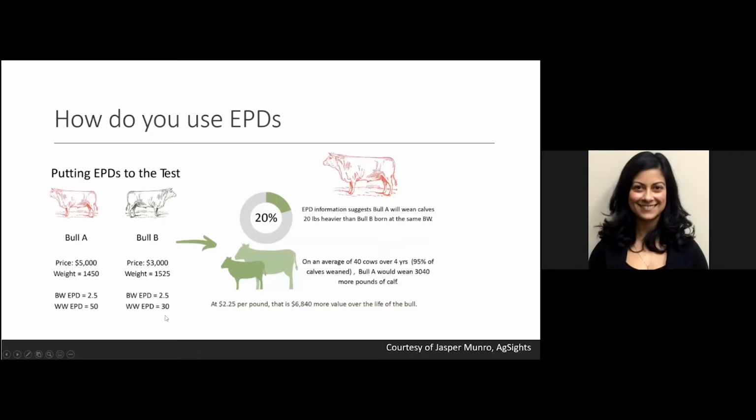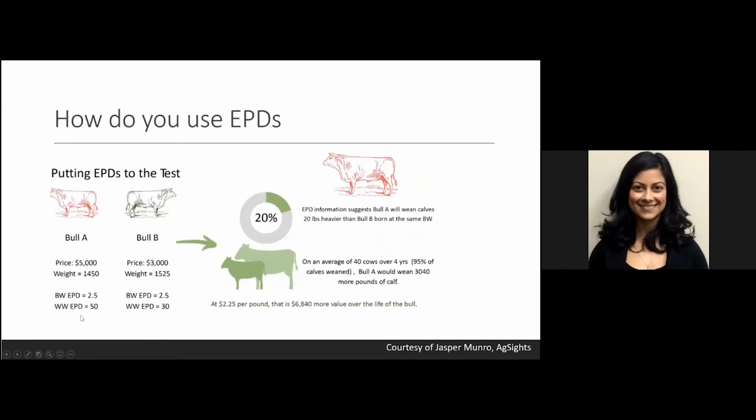So the best way to use EPDs, if I just looked at Bull A, looked at his EPDs, doesn't really tell me anything. They're comparative. You need to use either the breed average or another bull. Typically when a commercial producer asks me, is this a good bull? My questions are, well, what are your cows like? What's your environment like? Tell me a bull that you liked. Tell me a bull that you've used in your environment that you liked, and then we'll compare to him. So this is how you would use an EPD.